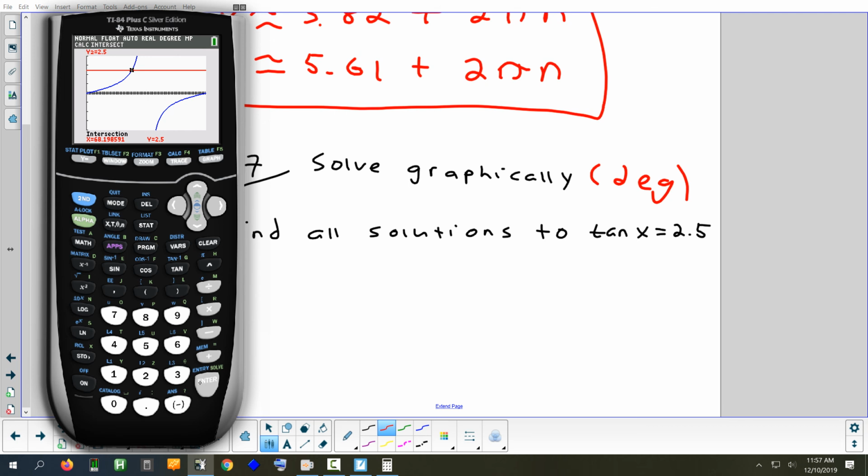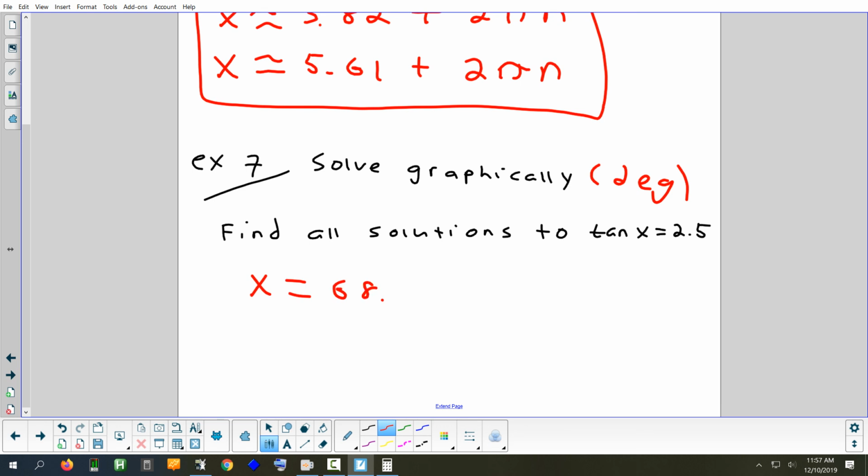Okay, so 68.20 degrees. You do need the degree label on that, because it's a degree, it's not a radian. Plus, how often does that repeat? Every 180. Yeah, I guess that's how you could write that. Every 180 degrees. Any questions on that?